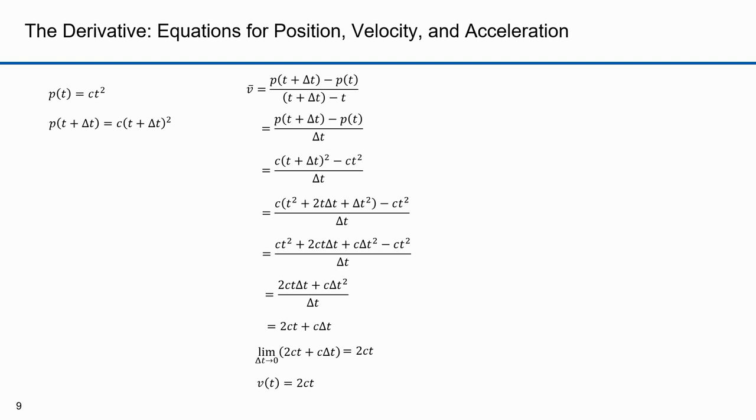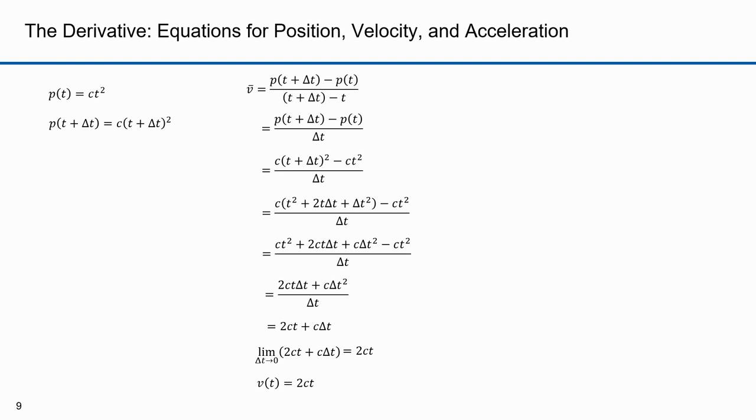If we take an average over an infinitesimally small interval, we get the instantaneous velocity. The limit as delta t approaches zero converges on the exact result. The derivative is a fundamental calculation in calculus. Rather than use the v bar term, I can now express this as v of t. The velocity at any given point in time is 2 times c times t.